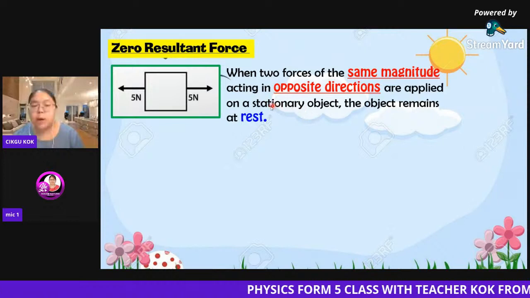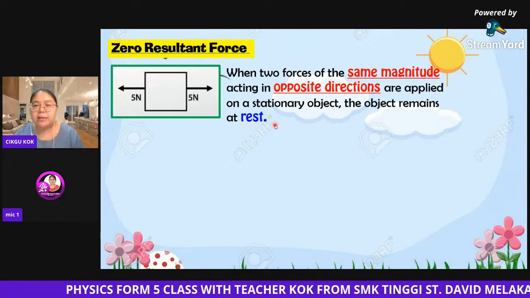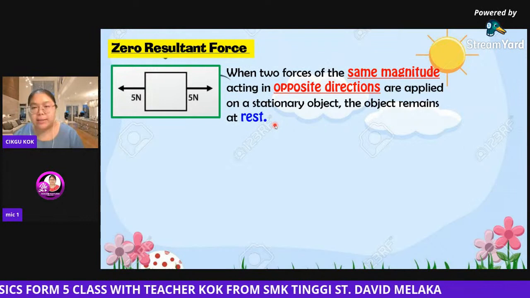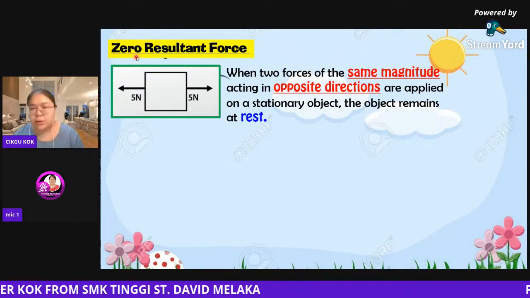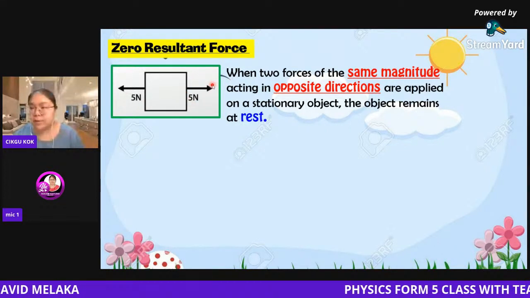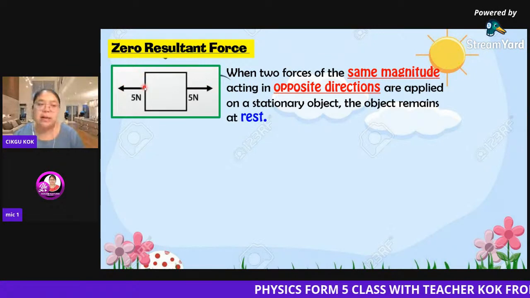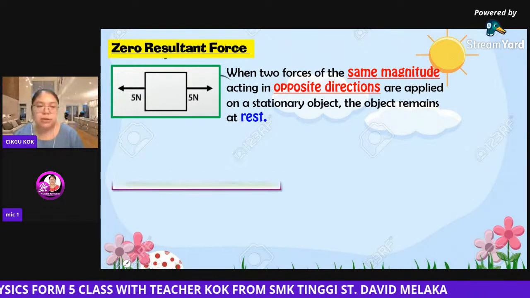So we can say the object is now stationary, or you can say the object remains at rest. So the resultant force is actually zero, after I subtract, because normally we take 5 Newton on the right-hand side as positive, then the left-hand side should be negative. After that, plus and minus, they become zero. Then we're going to show the next one.